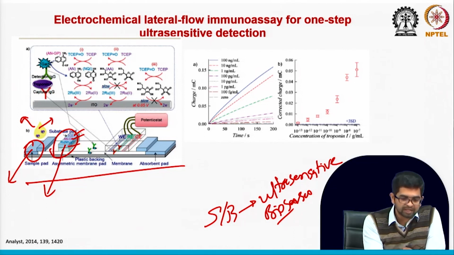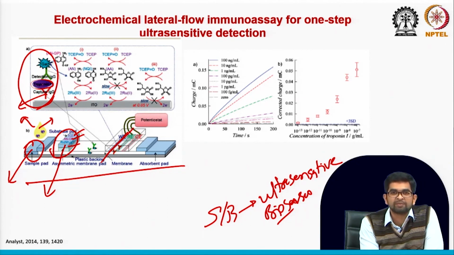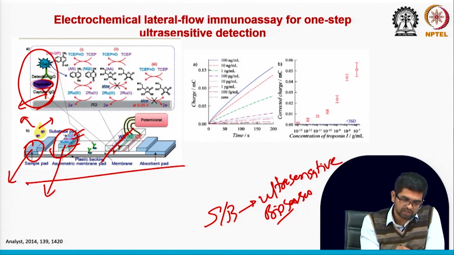You can remember, let me show you the schematic. This is the sandwich form that we want to make on your working electrode. Your working electrode contains capture IgG, already conjugated on the working electrode, that can detect troponin I. Troponin I is the biomarker that we want to detect. So your capture IgG will be very specific for troponin I.